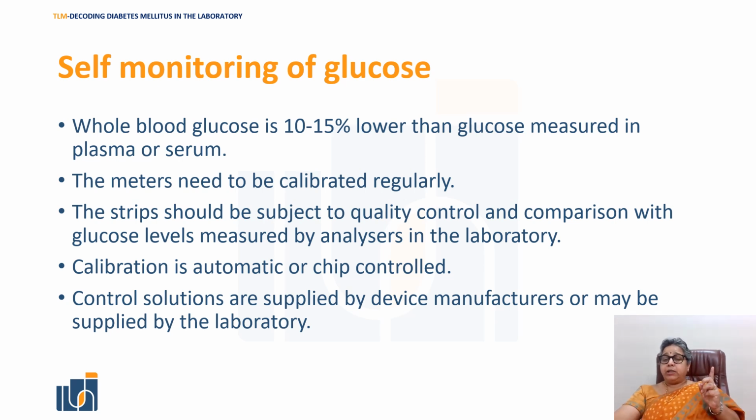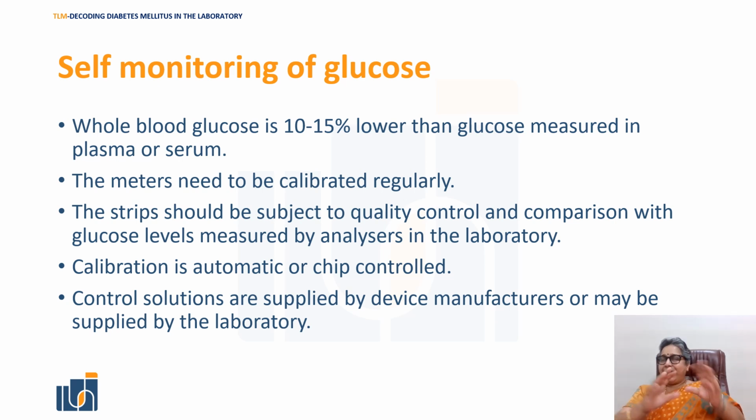Now we also learned earlier that whole blood glucose is 10 to 15% lower than glucose measured in the plasma or the serum. So if I measure the glucose today and go immediately and do a fasting blood sugar or a random blood sugar, the value given by the lab will be higher than the value that I obtain using the strip at home or otherwise.